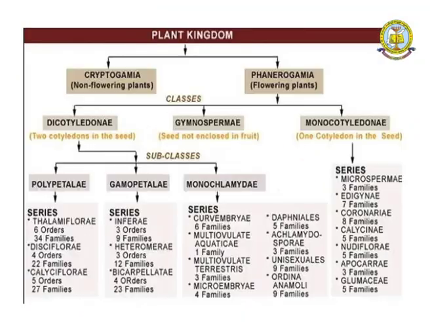Bentham and Hooker divided the plant kingdom into three classes: dicotyledons, gymnosperms, and monocotyledons. The first one is dicots. What is the meaning of dicots?